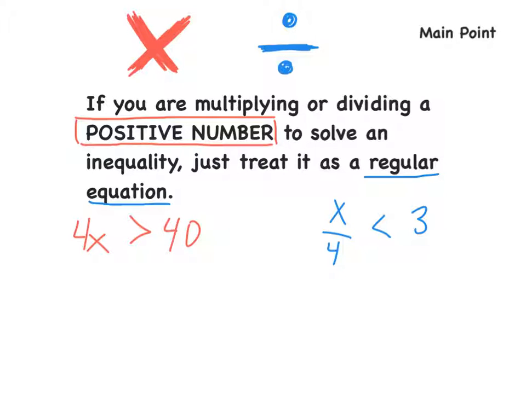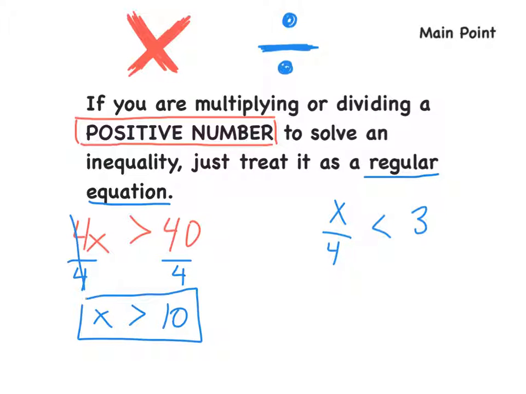So, if we have 4x is greater than 40, remember this, when we say 4x, it's 4 times x. So what's the opposite of times x? You have to divide by 4 on both sides. When you do that, the 4's cancel out on the left, and x is greater than 40 divided by 4, that is equal to 10. So x is greater than 10 is the final answer.